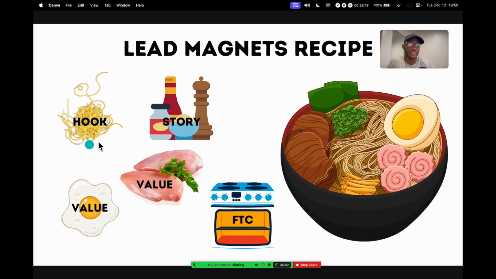So these are the key elements of what a lead magnet is supposed to have. And this is applicable on a lot of different levels, and we're going to break that down together. So to have a good lead magnet, you need to have a hook.